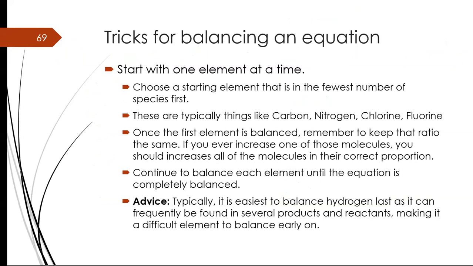And so some simple tricks about balancing: choose the right starting element. Start with one that's in only one reactant and one product. Those are typically things like carbon, nitrogen, chlorine, fluorine, things that we don't see as often. I generally save things like hydrogen and oxygen until the end, because we normally see a lot of them. And then once we have those elements balanced, we want to keep track of that, so we can always keep them in the same proportion.